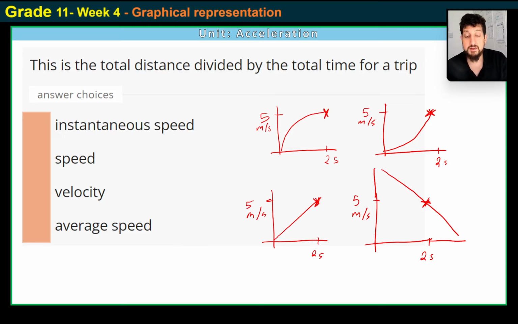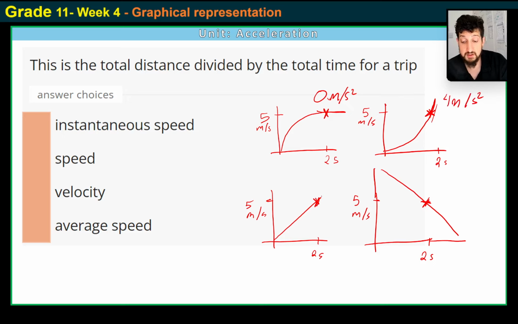But what about the acceleration? Acceleration is the gradient. Don't forget, acceleration is the gradient. So let's have a look. Over here, the gradient is nearly 0, so there is no acceleration. And remember, acceleration is in meters per second squared. Over here, the acceleration is very steep. Look at it. Let's say about 4 or 5 meters per second squared.